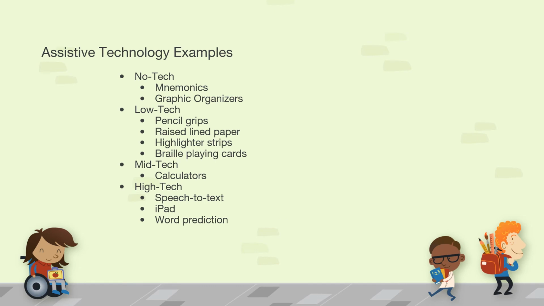No tech is something simple like mnemonics or graphic organizers. Doesn't cost any money. Low tech is pencil grips, raised line paper, highlighter strips. These are all examples of something that's minimal expense and not a whole lot of difficulty learning how to use. Mid tech is something like calculators. And high tech is something like speech to text, iPads, word prediction software, things that are a little bit higher on the expense side and also tend to take more training to be able to use correctly.